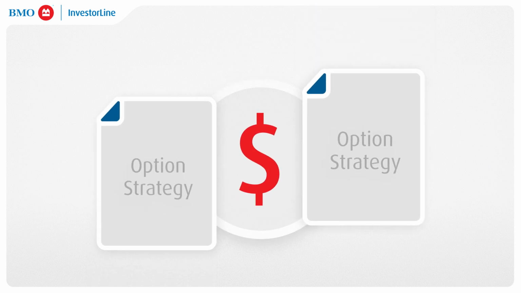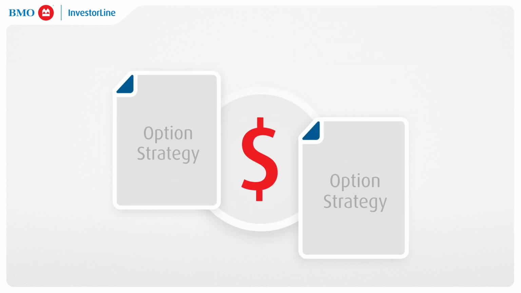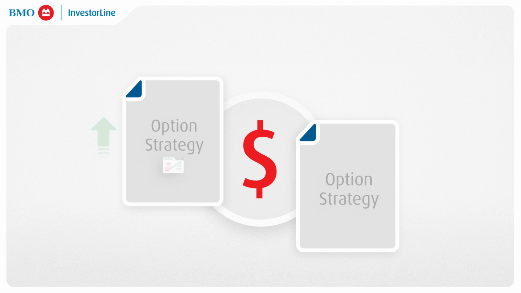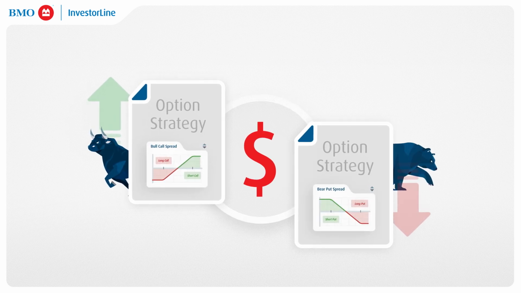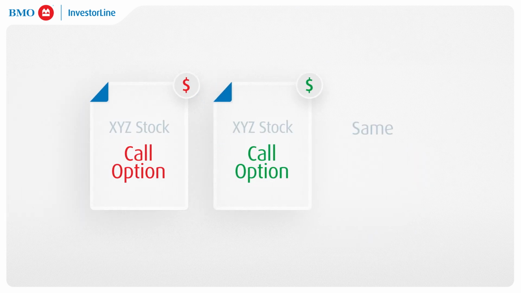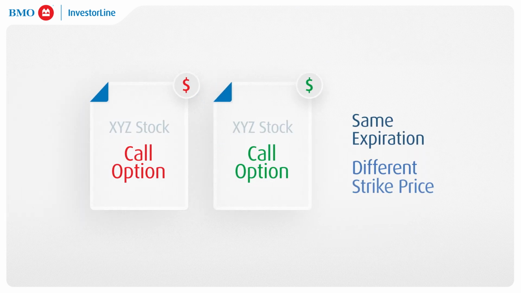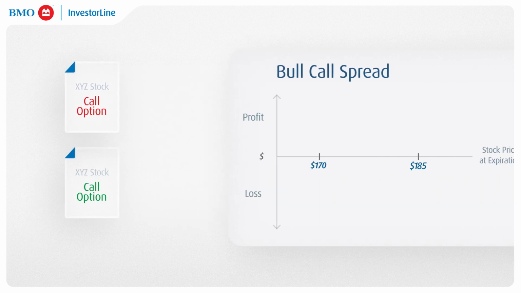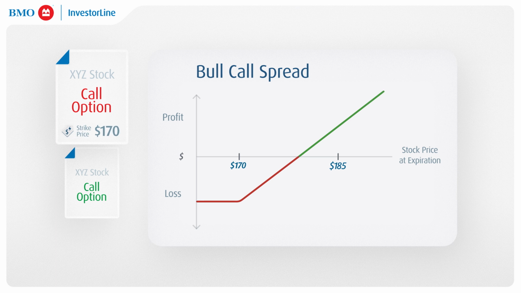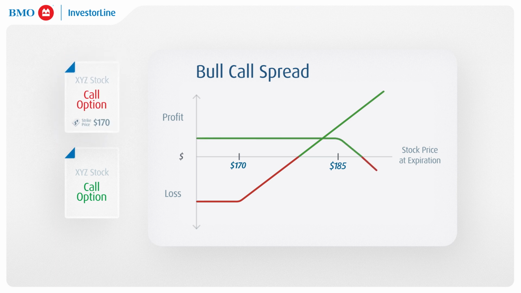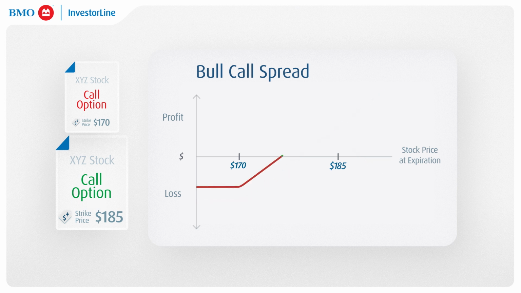benefits. A debit spread is an option strategy that is suitable when you expect the underlying to make a substantial move higher, for example, a bull call spread, or lower, for example, a bear put spread. It consists of simultaneously buying and selling a call or put with the same expiration at different strike prices. For example, if a stock is currently trading at $170, buying a $170 call option and then selling a $185 call option creates a bull call spread.